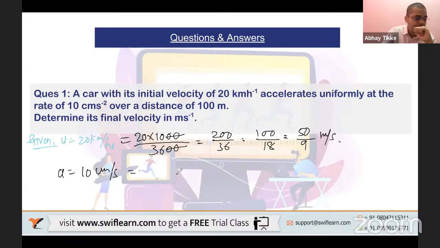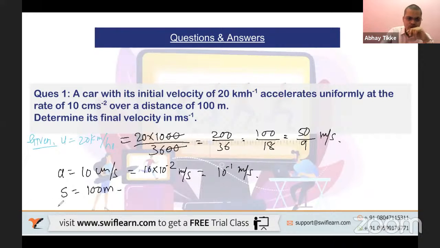What's the conversion? Anybody? 1 meter equals 100 centimeter, right? So 1 centimeter equals 10 raised to minus 2. Very good. So 10 into 10 raised to minus 2 meter per second squared, that comes out to be 10 raised to minus 1 meter per second squared. Very good, right? The distance s is equal to 100 meter, right? What you have to find in this question is the final velocity.